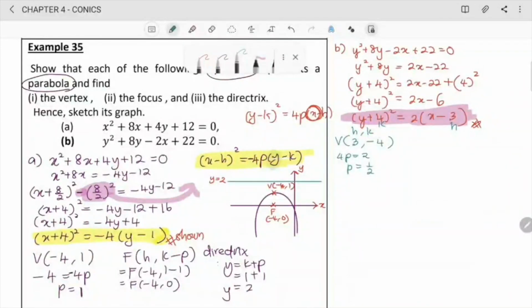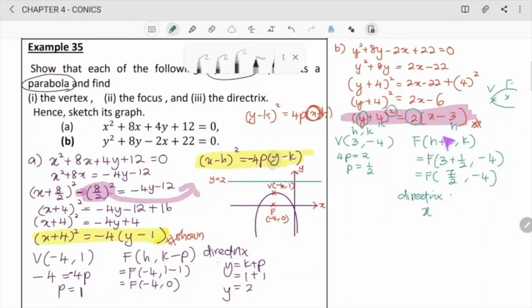As we know, y is squared and this is positive, so it opens to the right. We know v is here and f is to the right side of v, so the x coordinate will add p: h plus p, and k will be maintained. So h is 3 and p is 1/2, and k is the same. After you calculate it, you will have 7/2, negative 4 as the coordinate for f. If f is h plus p, the directrix will be h minus p, so 3 minus 1/2 is 5/2.